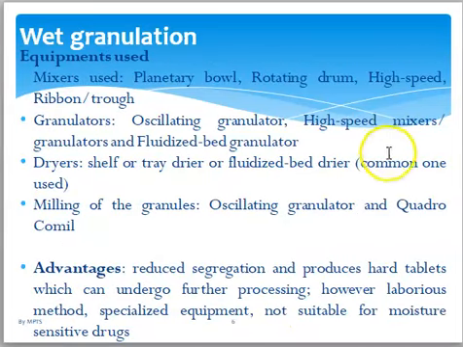Now, which equipments are used? We have the planetary bowl mixer, rotary drum mixer, high-speed mixer, ribbon trough. Now, all these equipments, even though I explain them to you, you may not get them very well. But since we are on YouTube, after this presentation just type in the mixers used for tablets, and the granulators used: the oscillating granulator, high-speed mixer, and then fluidized bed.